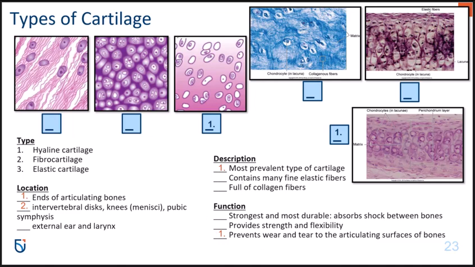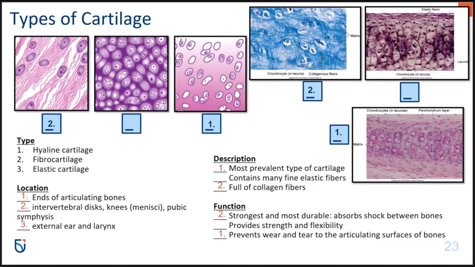And so that toughness is going to be because it contains a lot of collagen fibers that make it very tough and less of those elastic fibers. As I've already mentioned, it's the strongest and most durable of our cartilage, and it's going to allow for shock absorption as you're walking and moving and your joints are being stressed.